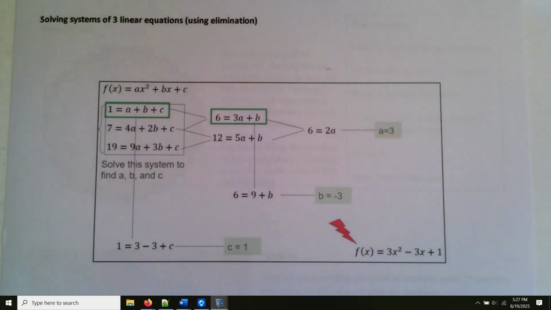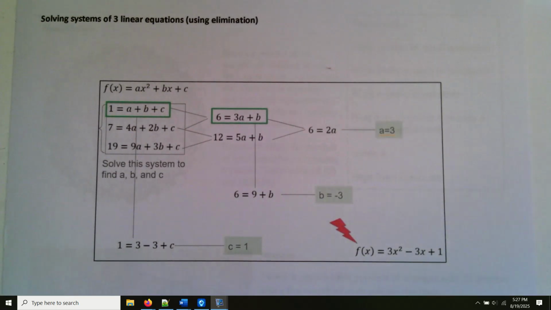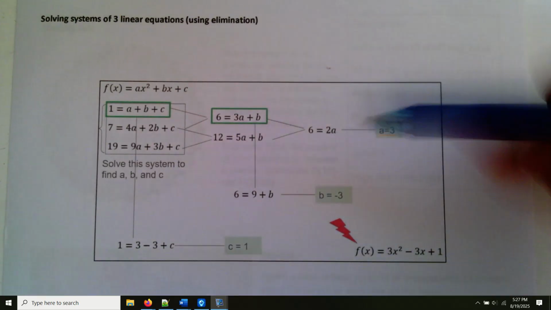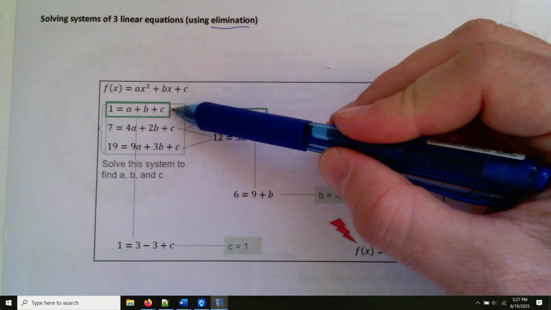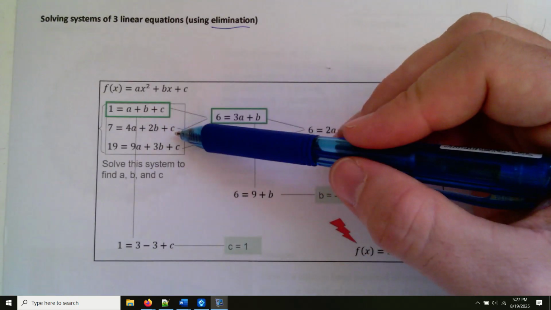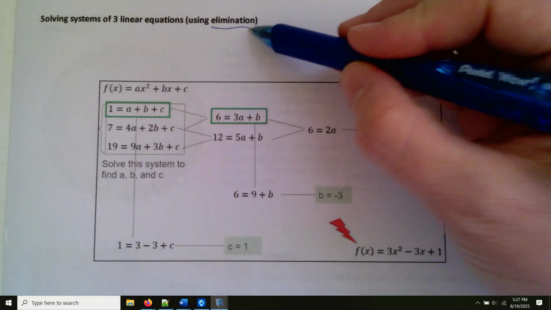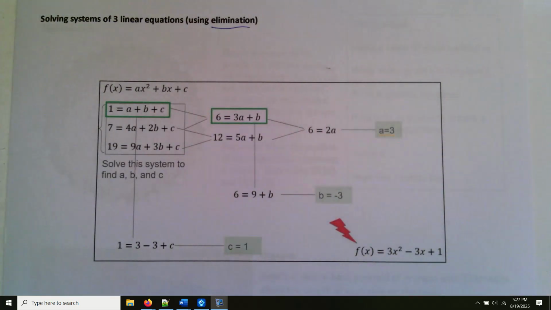Hello, everybody. You have previously learned how to solve systems of equations. I'm here just reminding you how it works. You can solve systems by using elimination, where you use an operation to combine two equations to try and get rid of a variable. That's what elimination means. It means you're eliminating, or getting rid of, a variable.